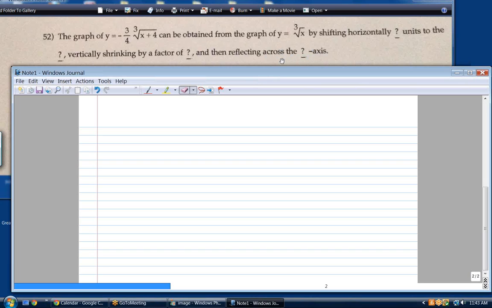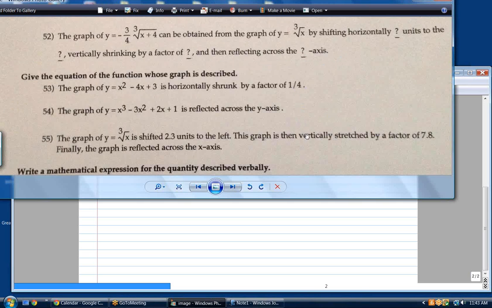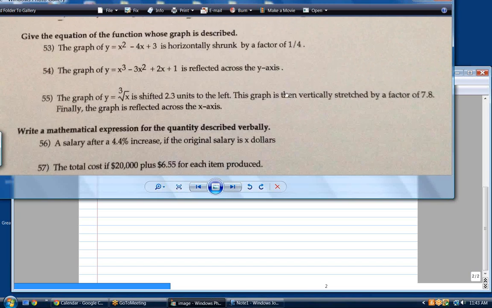Okay? So the way to handle it, the way that you make sure you never make a mistake is to do your reflections first before you do anything else. Okay.